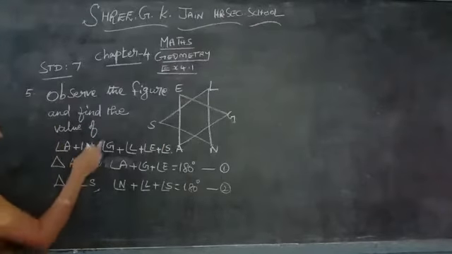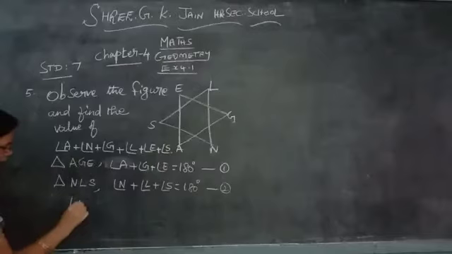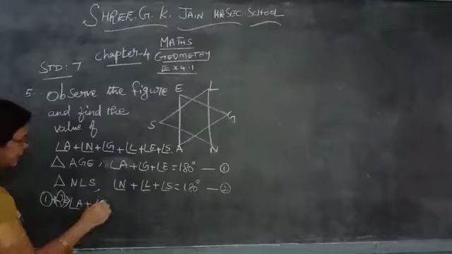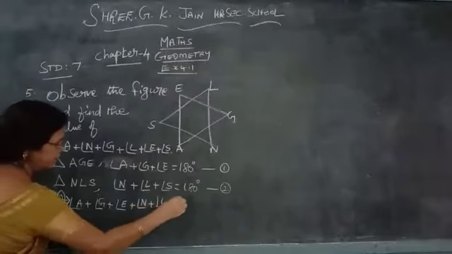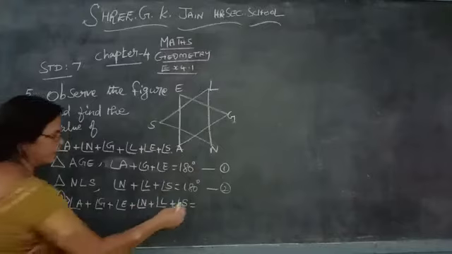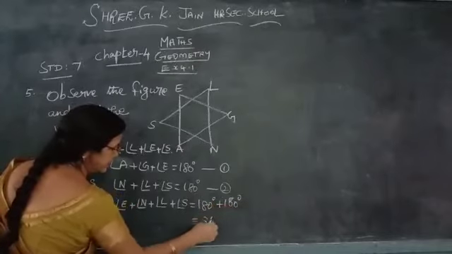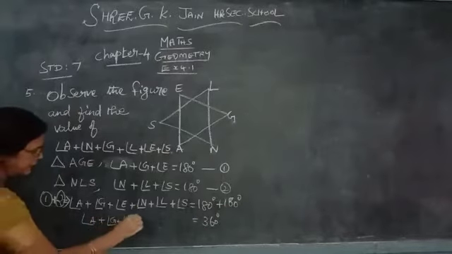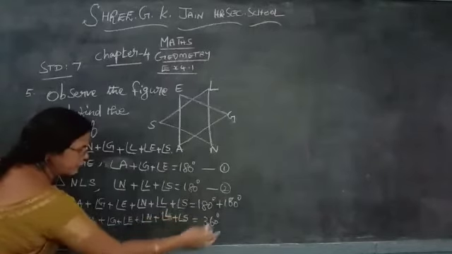Now next, if you are adding these two according to this question, angle A plus angle G plus angle E, that is 1, plus 2, angle N plus angle L plus angle S equals how much? 180 degrees plus 180 degrees, isn't it? So you will get 360 degrees. So angle A plus angle G plus angle E plus angle N plus angle L plus angle S equals 360 degrees.